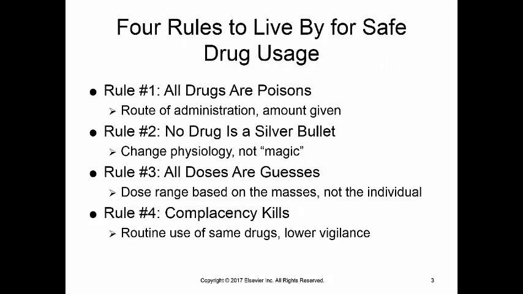We have 4 rules to live by for safe drug usage. So number 1, all drugs are poison. And so when we look at our drugs, they would all, depending on how we give them through the route of administration or the amount we're giving, all of them can become toxic and poisonous to the animal. We might have a medication that's perfectly fine oral, but if we injected it IV, it would become poisonous to the animal. And it can be the amount given.